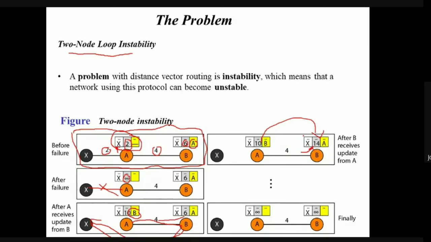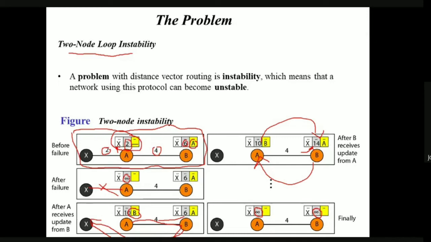So when B receives the update from A, it becomes 14. And again when A receives the update from B, it will again add 4, so 14 plus 4 is 18, and so on. Finally, what are they going to reach? They are going to reach the infinity value. That is, soon after they update their routing tables, A is telling that it can go through B, and B is telling that it can go through A.